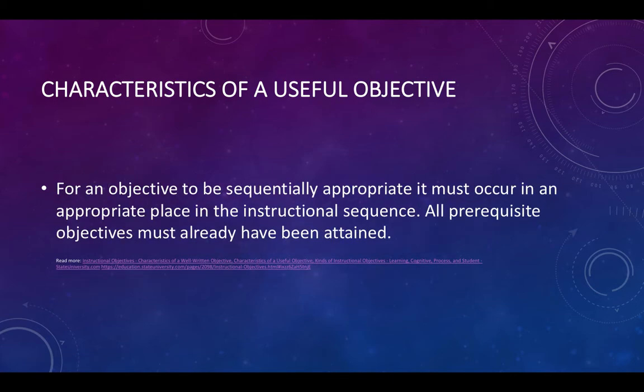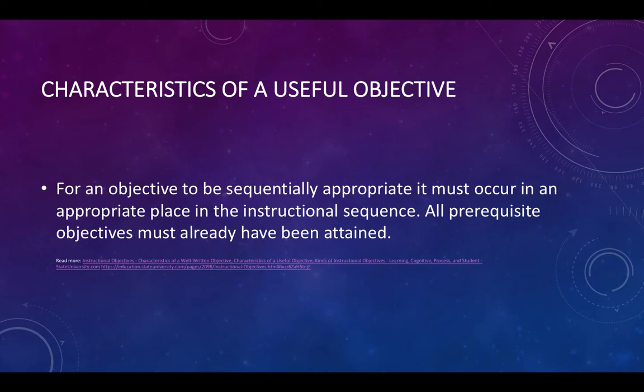For an objective to be sequentially appropriate, it must occur in an appropriate place in the instructional sequence. All prerequisite objectives must already have been attained. Nothing thwarts the learning process more than having learners trying to accomplish an objective before they have learned the necessary prerequisites. This is why continuous assessment of student progress is also important.